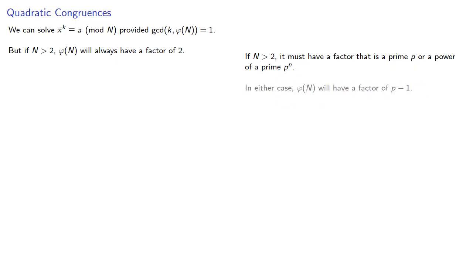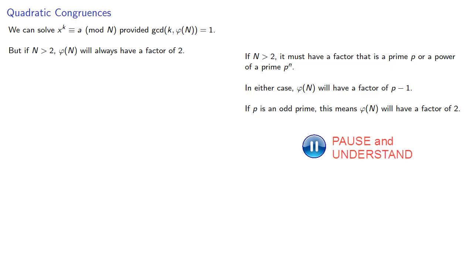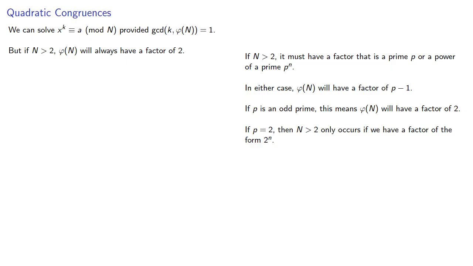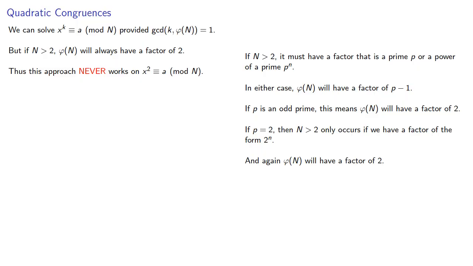In either case, phi of n will have a factor of p minus 1, and if p is an odd prime, this means phi of n will have a factor of 2. Meanwhile, if p is an even prime like 2, then n greater than 2 only occurs if we have a factor of the form 2 to the n, and again, phi of n will have a factor of 2. And so this approach never works on x squared congruent to a mod n. For this reason, quadratic congruences require a special study.